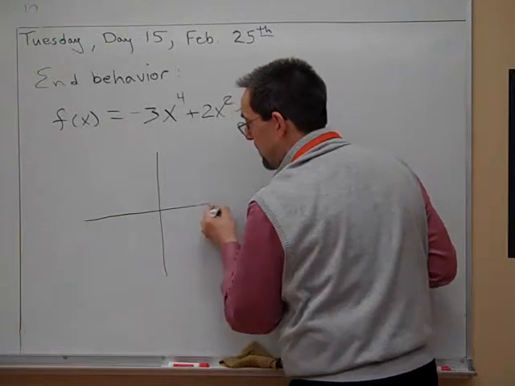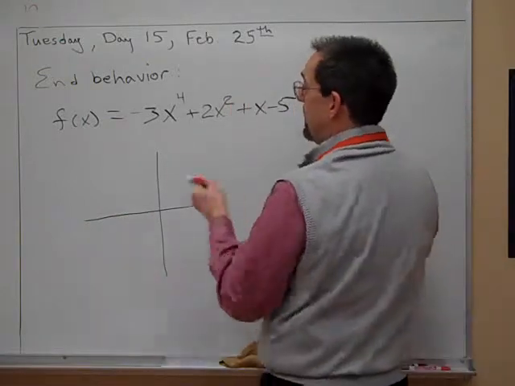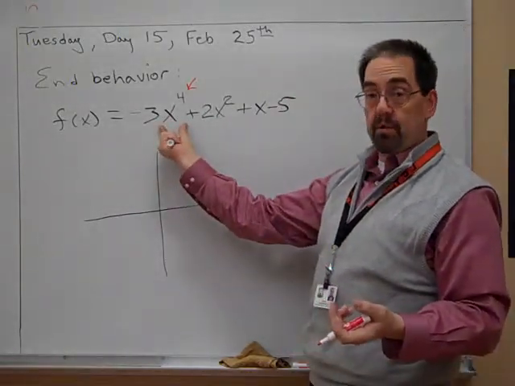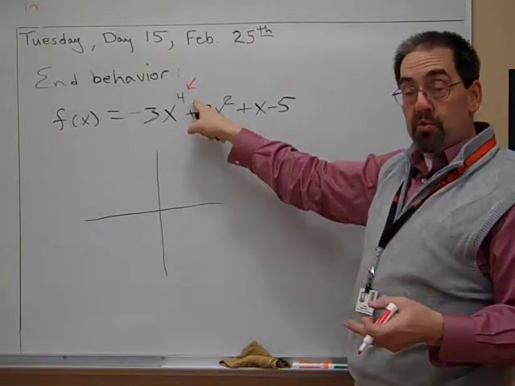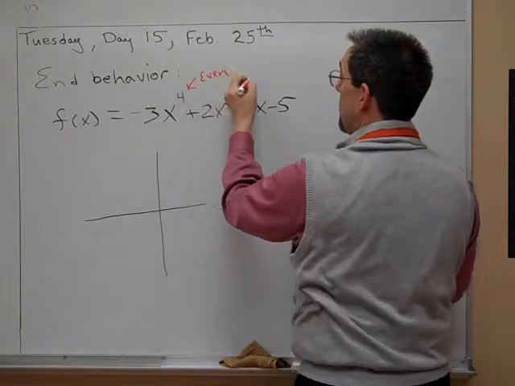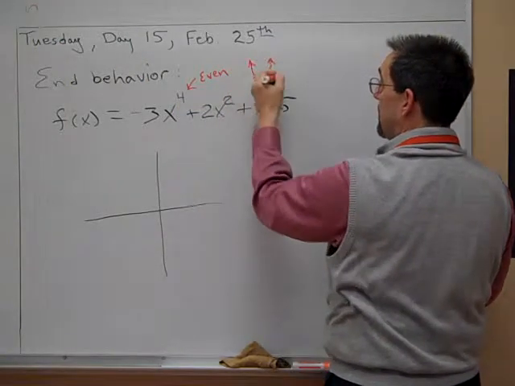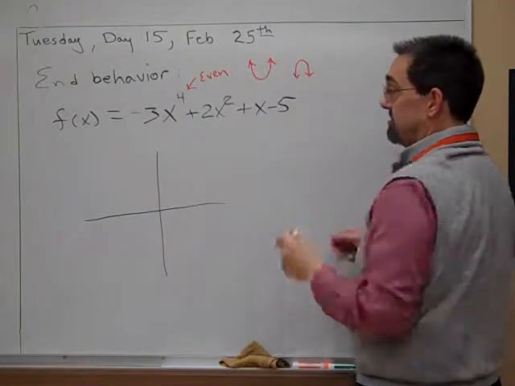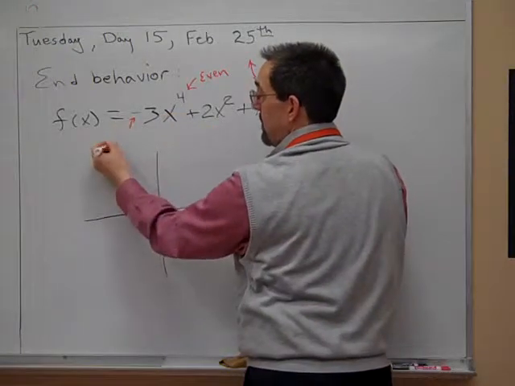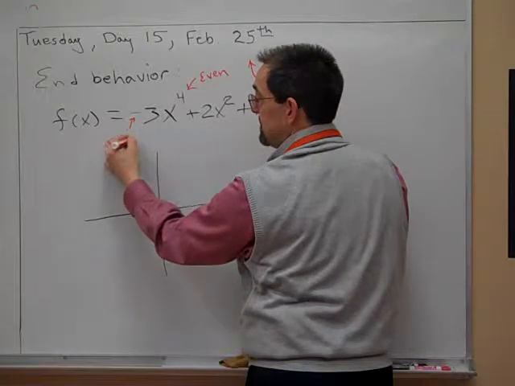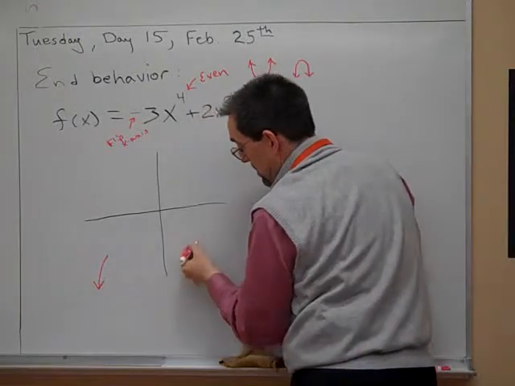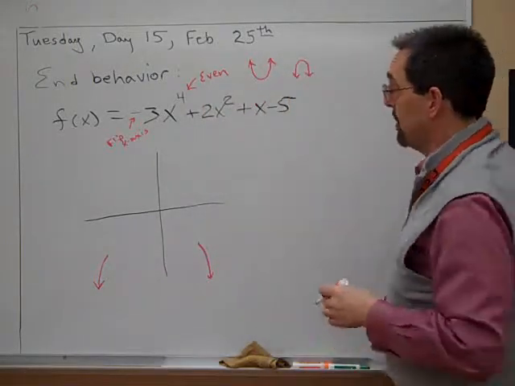So let's draw a graph. The very first thing I always look at is the exponent, the degree of the function. That's the one with the biggest exponent. So it's a 4th degree polynomial. That's an even function. So when it's even, that means it finishes either both up or both down. This negative, we flip over the x-axis. So now we know it's going to be both down. Down, down. So far, so good.